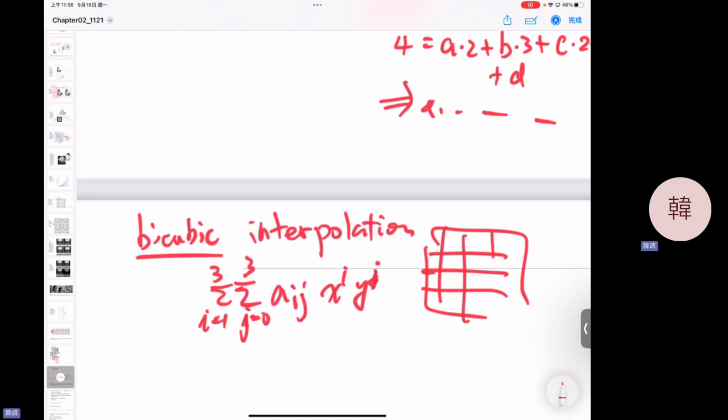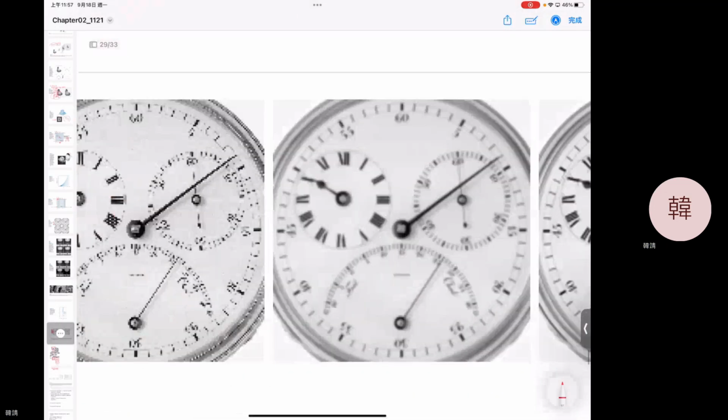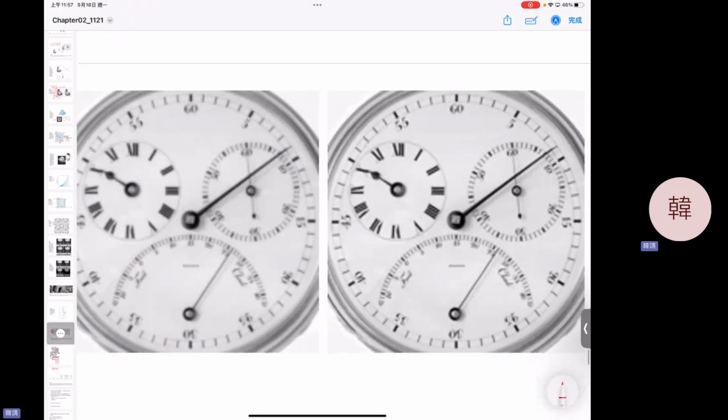Okay, so it just lets you know you have some sampling process. Sometimes you are going to do upsampling, so you have to recover the image to a certain size. How do you make the image better? From here to here, this is the bilinear, this is the bicubic interpolation. So the quality is better than the nearest neighbor. Okay, this is not our homework, no worry.